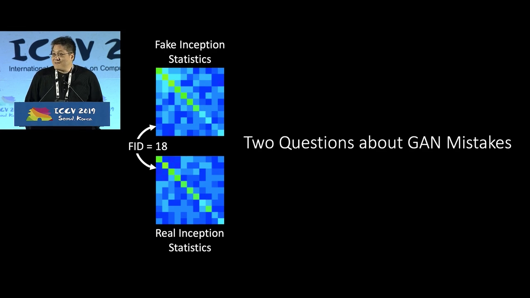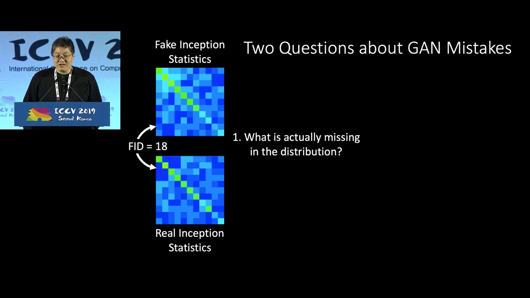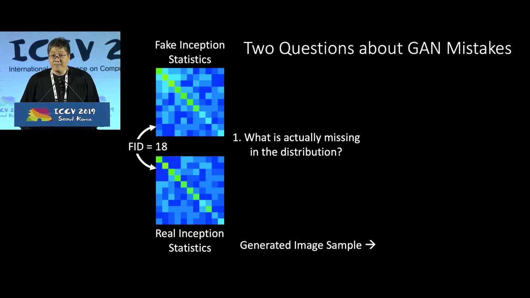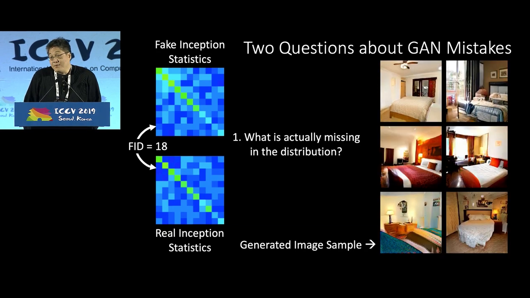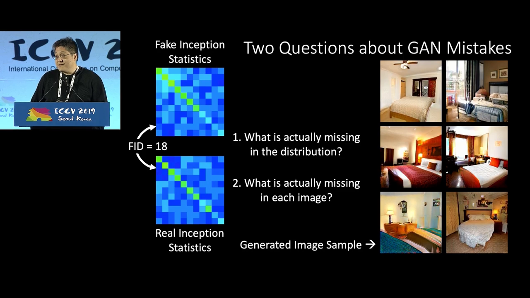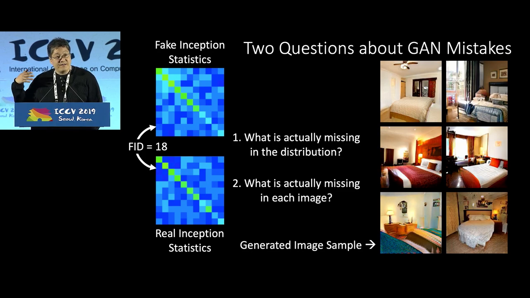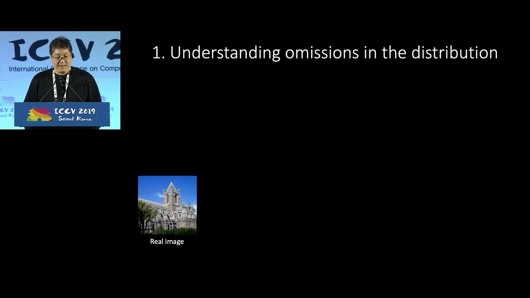But this always leaves us with a question, which is, what does that actually mean? What's actually missing between the distributions? What is the GAN not able to generate overall? And if we look at example images that a GAN can generate, it also leaves us with this question, what is missing in these individual images? I mean, they show us examples of what the GAN can generate, but they're not showing us what the GAN is skipping. So that's the topic of this paper.